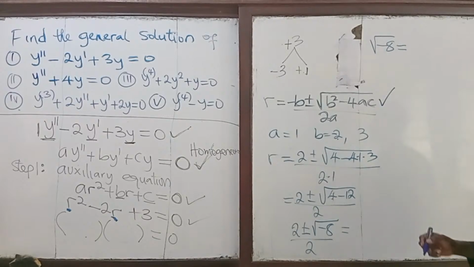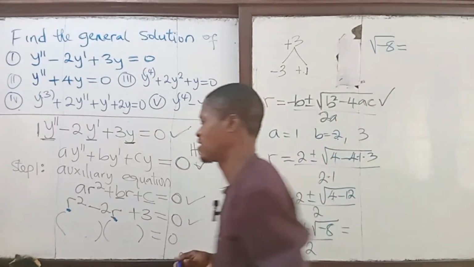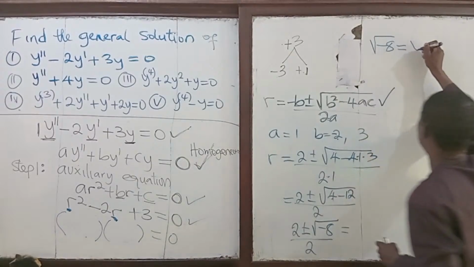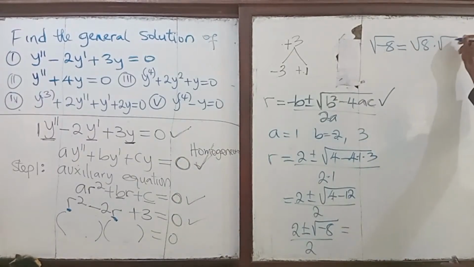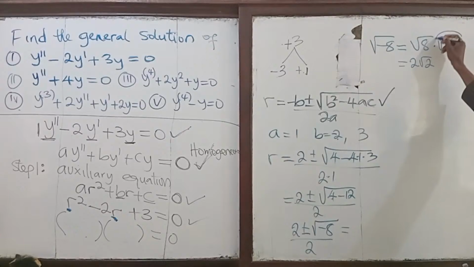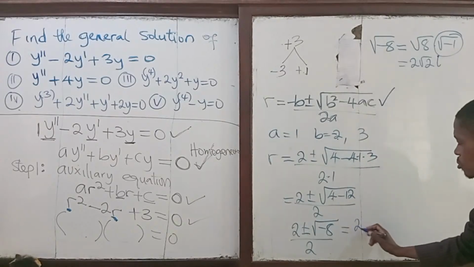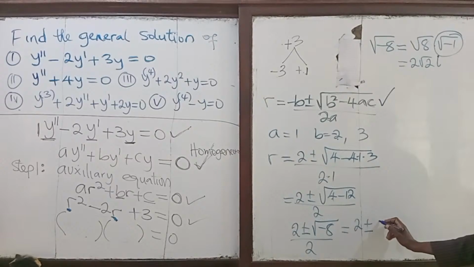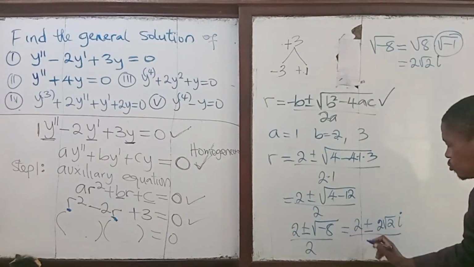If you punch your calculator, it's going to give you an error. But this is an advanced class. This implies root 8 times what? Root minus 1. Root 8 times minus 1, that is the meaning of this. And root 8 is 2 root 2. You can check your calculator. And then the square root of minus 1 is an imaginary number, a complex number, which is i. Okay, so we're having 2 plus or minus 2 root 2 times i, over 2.